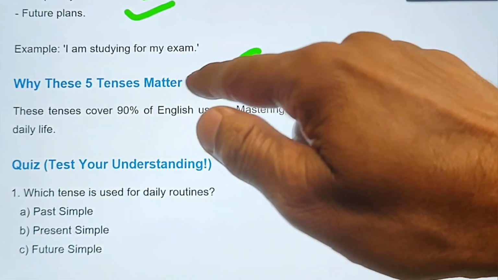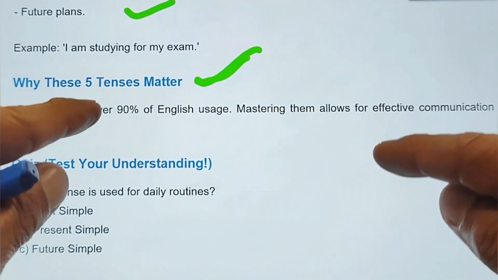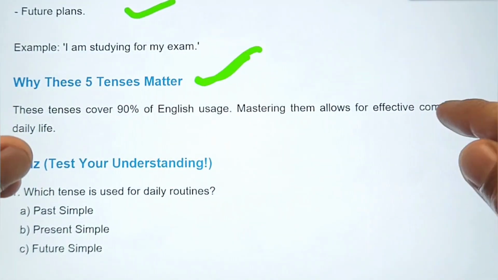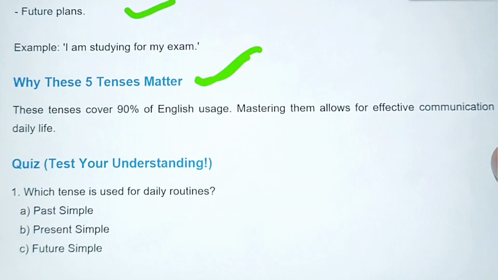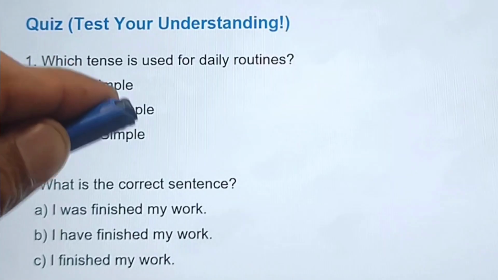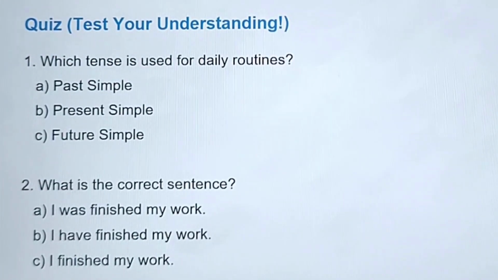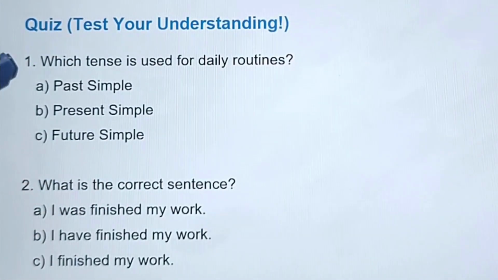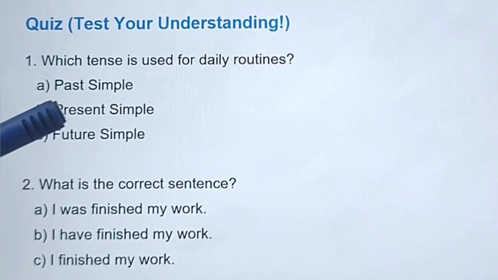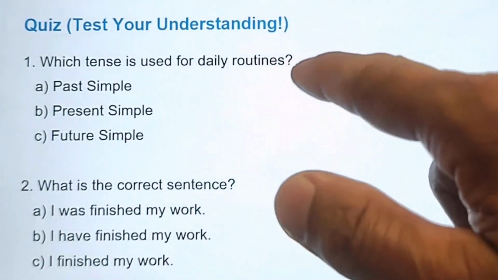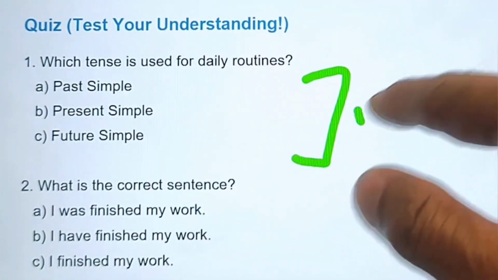So why do these 5 tenses matter? Because these tenses cover 90% of English usage. Mastering them allows for effective communication in daily life. I have quizzes for you to test your understanding. So I have 2 questions for you here. First one, which tense is used for daily routine? First option past simple, second present simple, third option future simple. Which one is correct? Give me your answer in the comments.